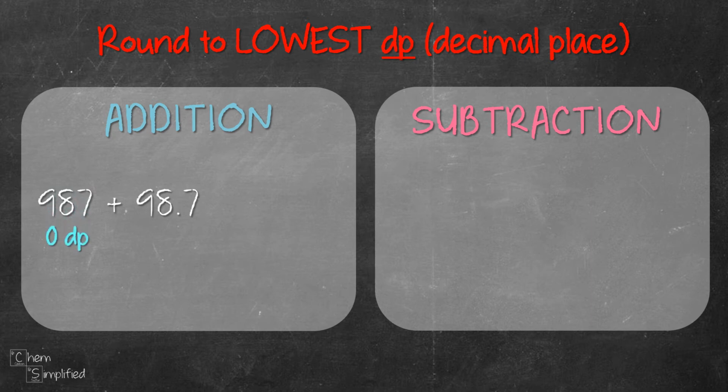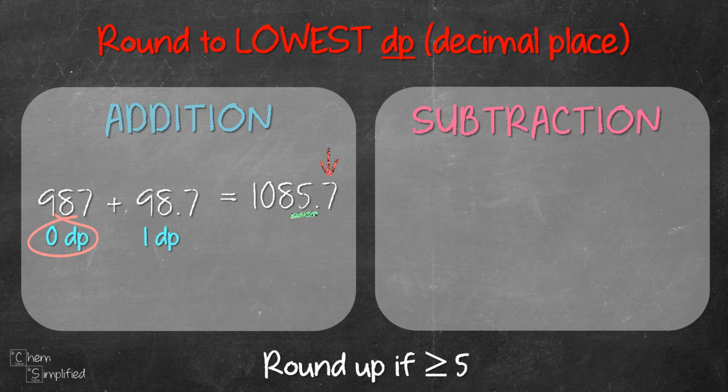987 has 0 decimal places because there is no digit that comes after the decimal point. 98.7 has 1 decimal place because there is 1 digit after the decimal point. Since the rule is to round off following the lowest decimal place, our answer should be presented in 0 decimal places. When we add up these two numbers, we get 1085.7. We need to round it off so that we get 0 decimal places, so we look at the digit to the right of 5, which is 7.